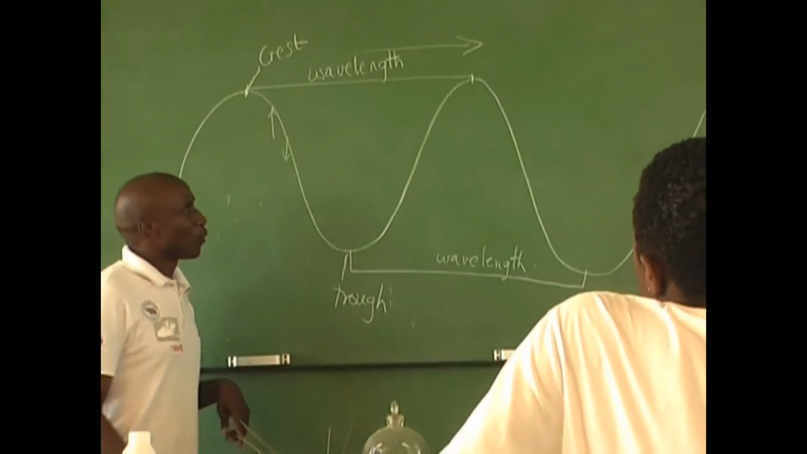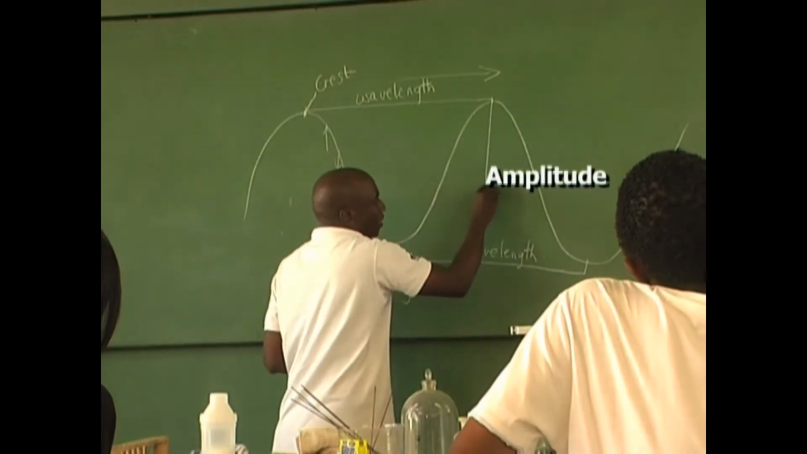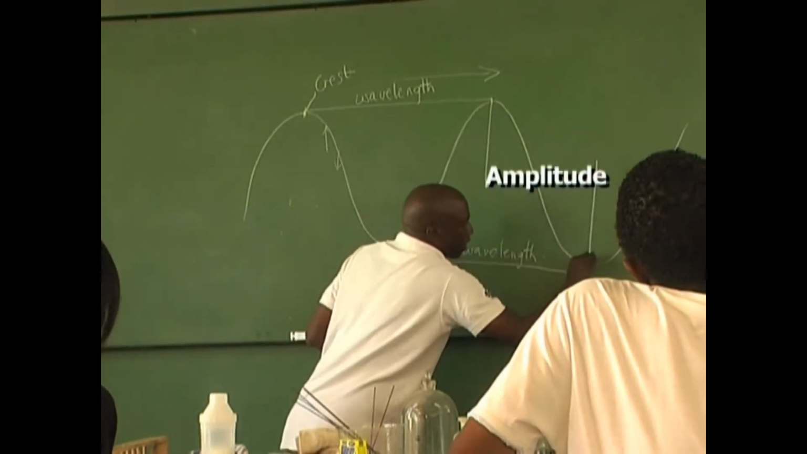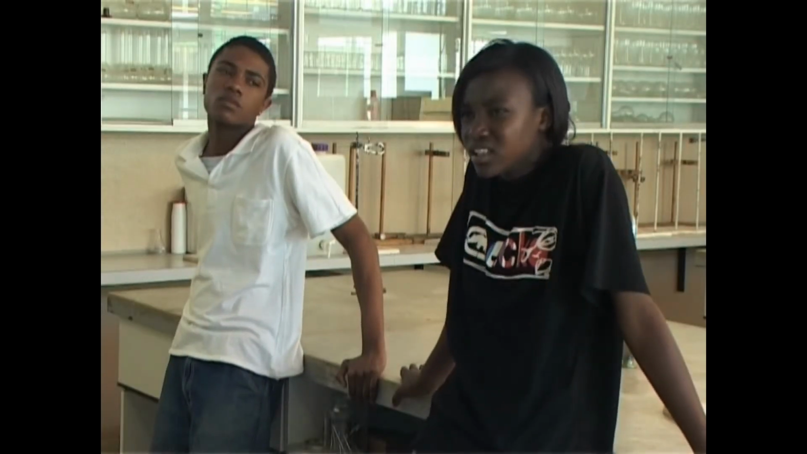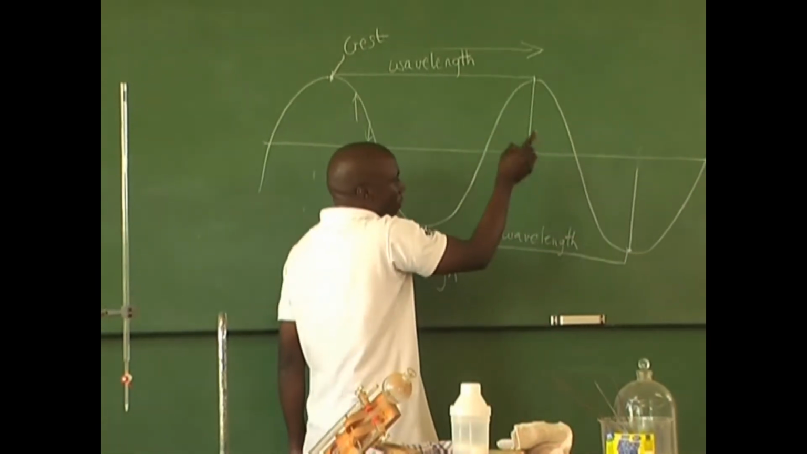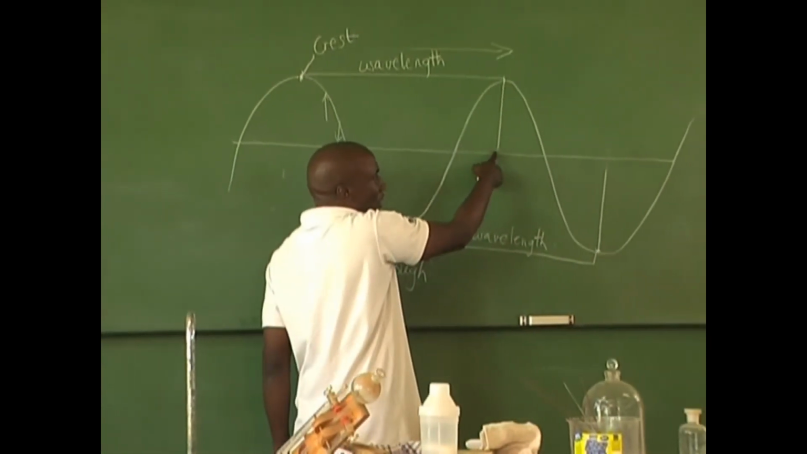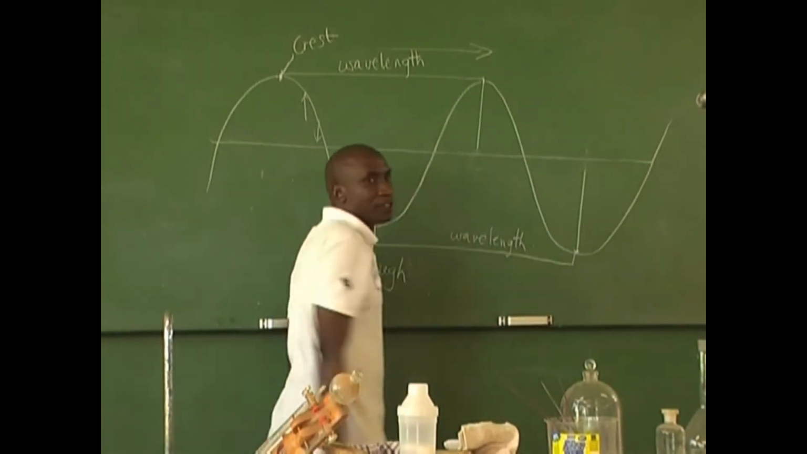What do you mean by successive crests or troughs? Successive means following each other. Lastly, we have amplitude. What is amplitude? Amplitude is the distance between the rest position and the crest, or the trough.